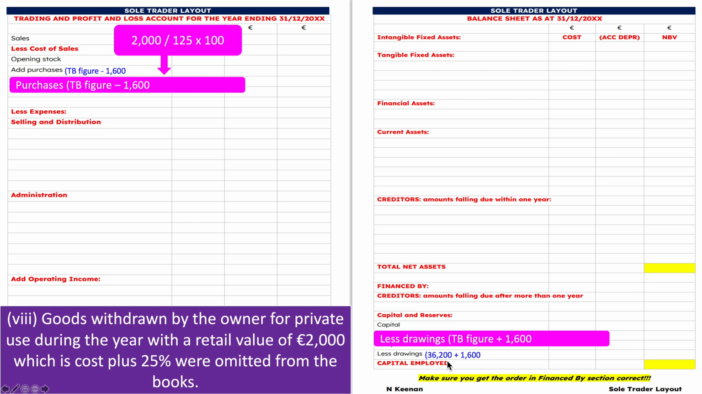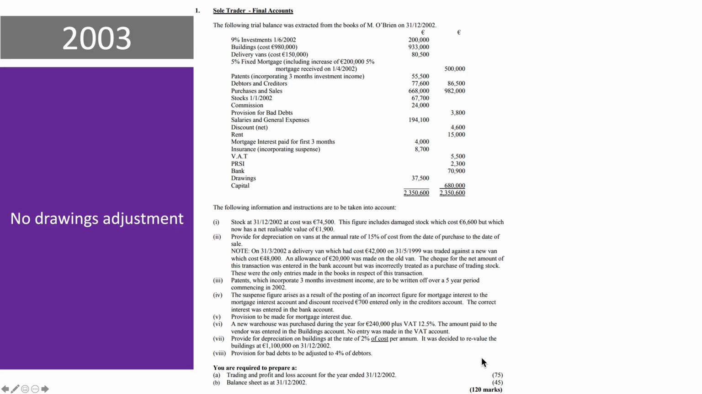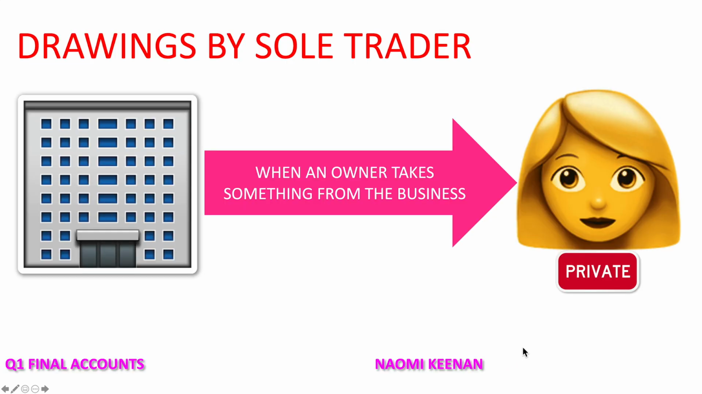And then we have drawings. That 36,200 came from the trial balance, and then we just add the 1,600 there, and that's that done. In 2006 and 2003, there were no drawings adjustments, which is quite unusual for sole traders. But basically, that's your drawings done.